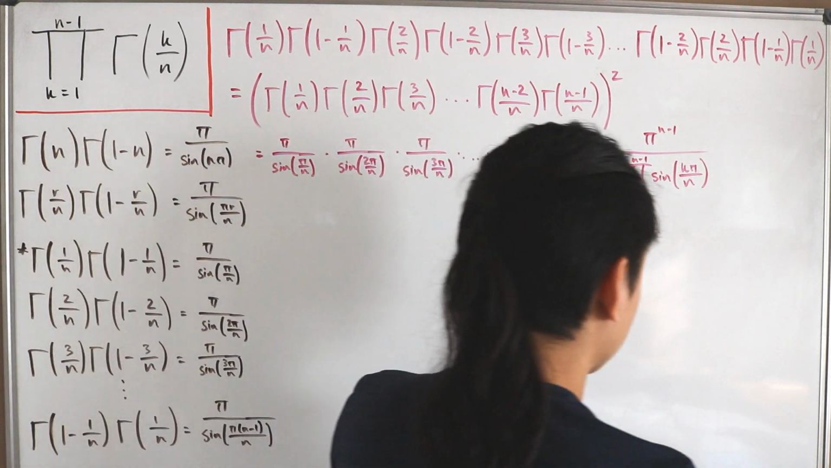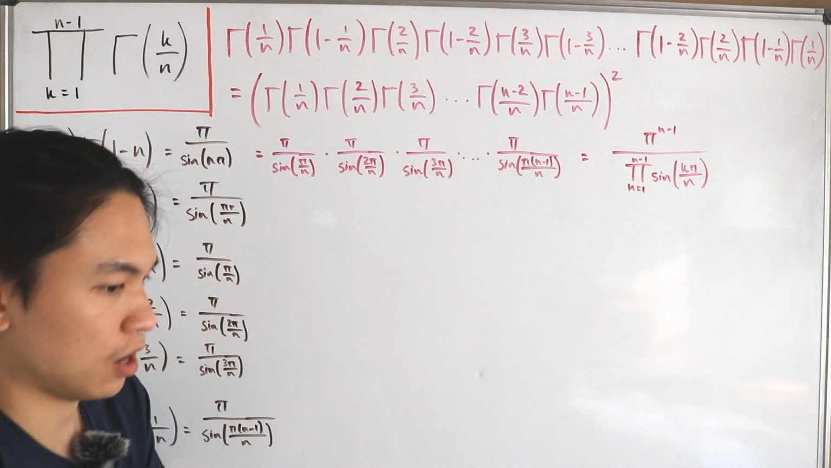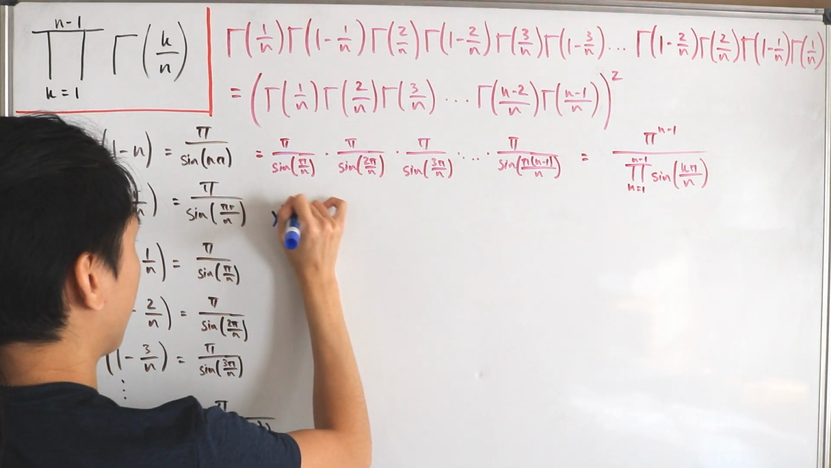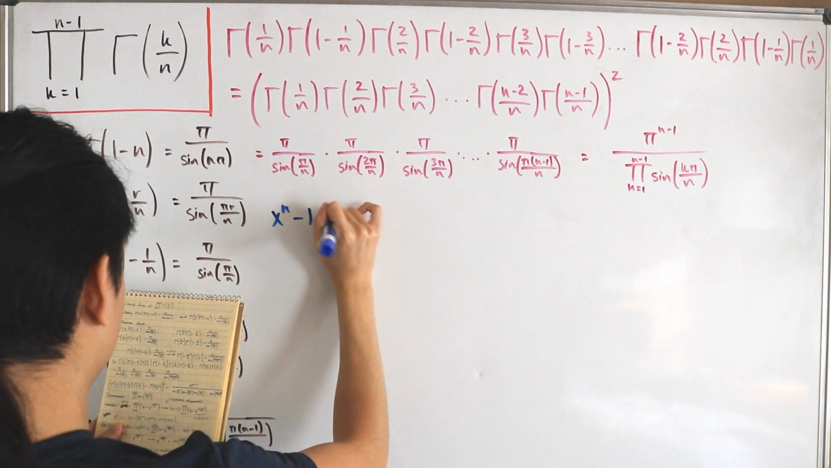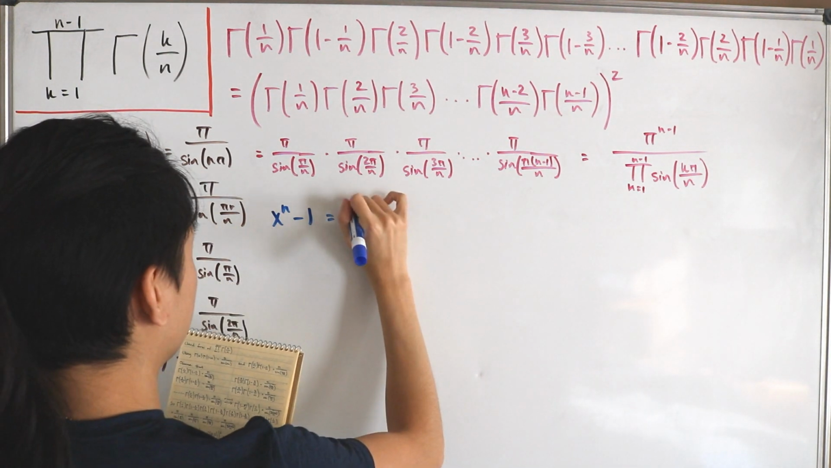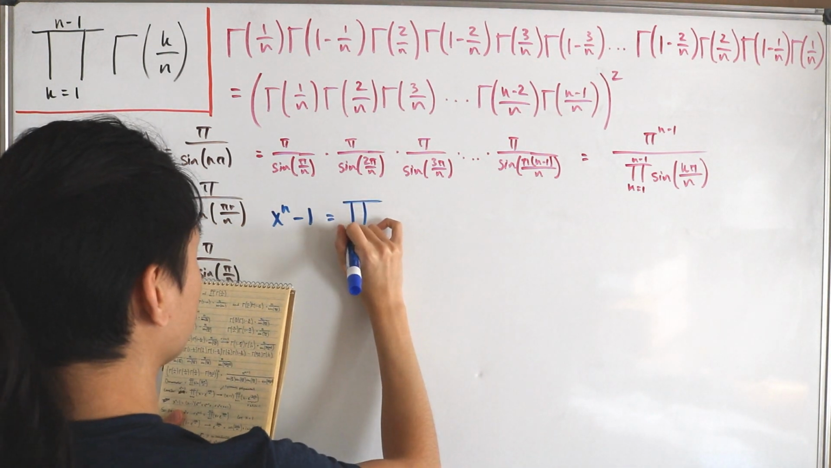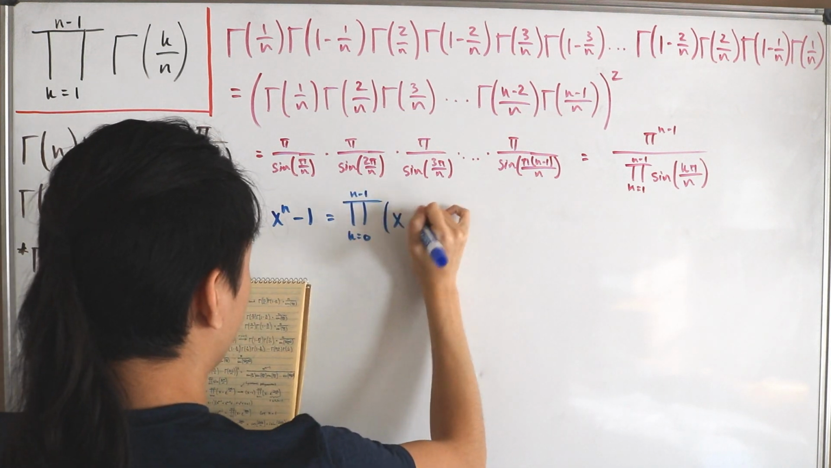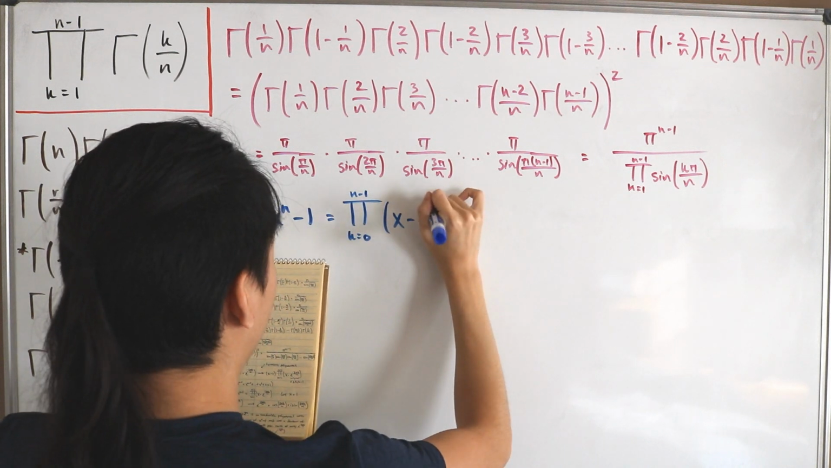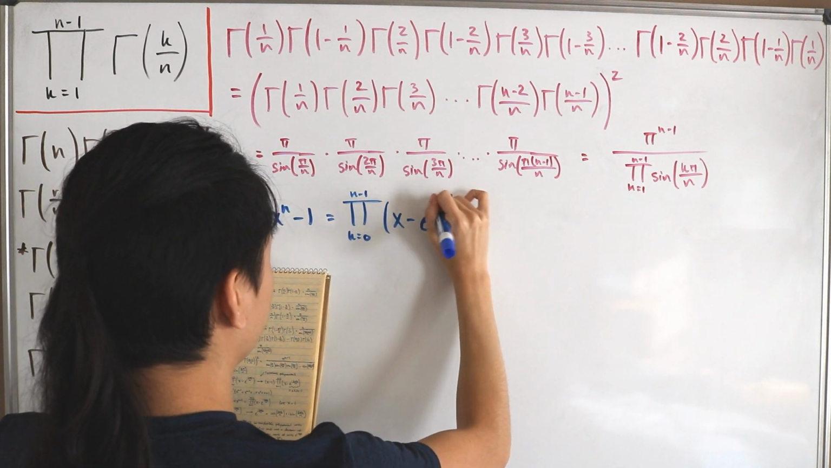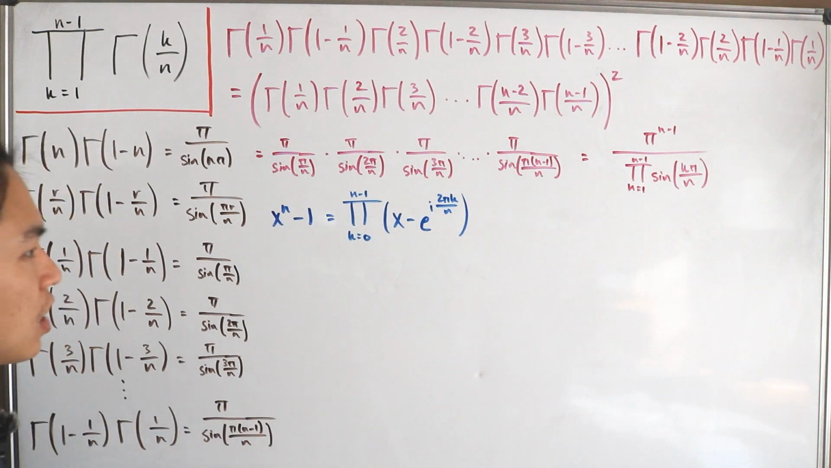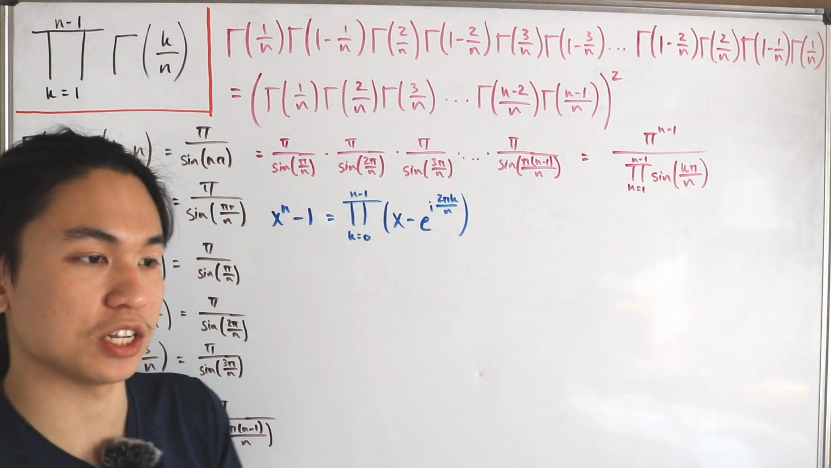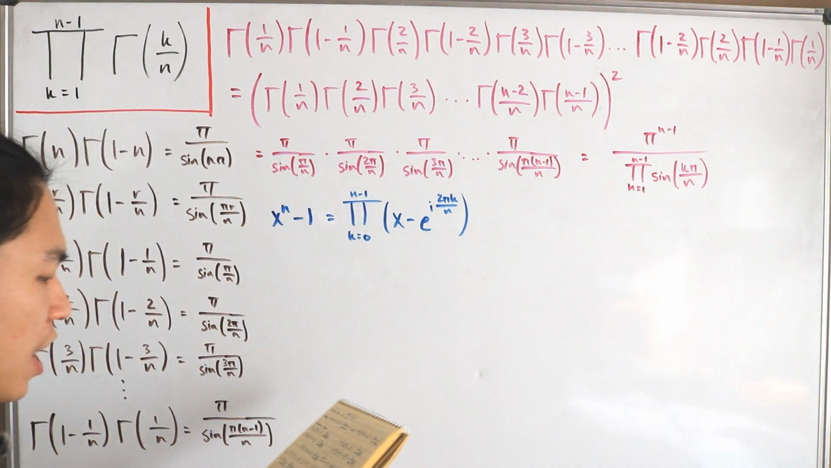So what we're going to do is consider the following function and then go on from there. I have x to the power n minus 1, and we're going to set this equal to the product series starting with k equal to 0 all the way up to n minus 1 of x minus e to the power i 2 pi k divided by n. So we're actually dealing with complex numbers. If you take a look closely, we're dealing with primitive roots of unity, so complex roots of unity rather. So this is a nice representation.